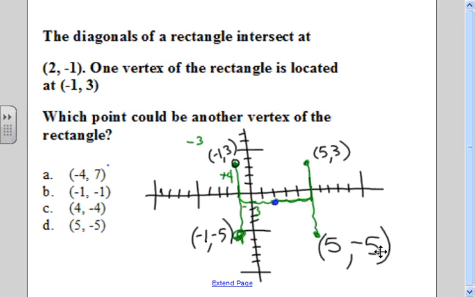So all I'm looking for is any of those 4 in ABCD. (4, -7) is not one. (-1, -1), not one. (4, -4), not one. But (5, -5) is one. So D is the answer. And that's the question. So here, let's take a look and see at number 9's redemption.